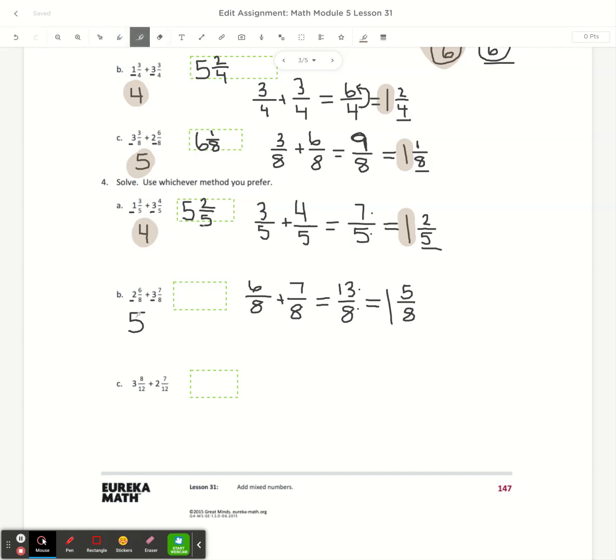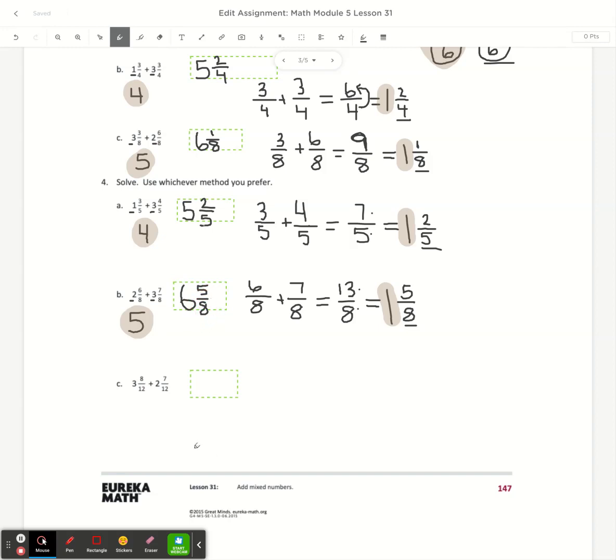I'm not quite done yet because I need to take this whole number that's hanging out by itself and add it to the whole number that I just found. So 5 plus 1, I know that that equals 6. And then I just have to write my fraction that's hanging off to the side. So 5/8.